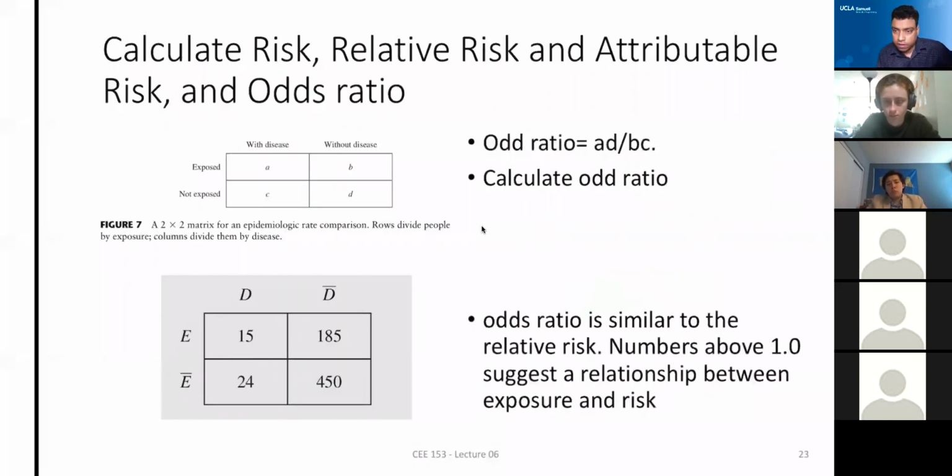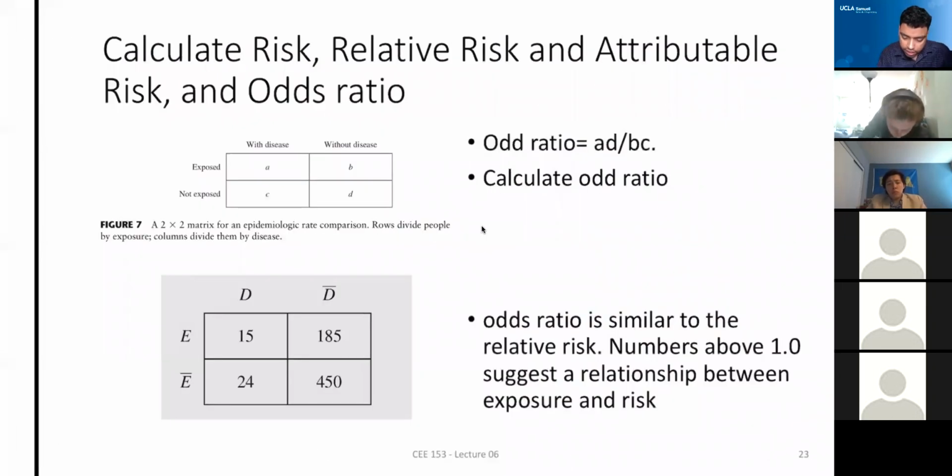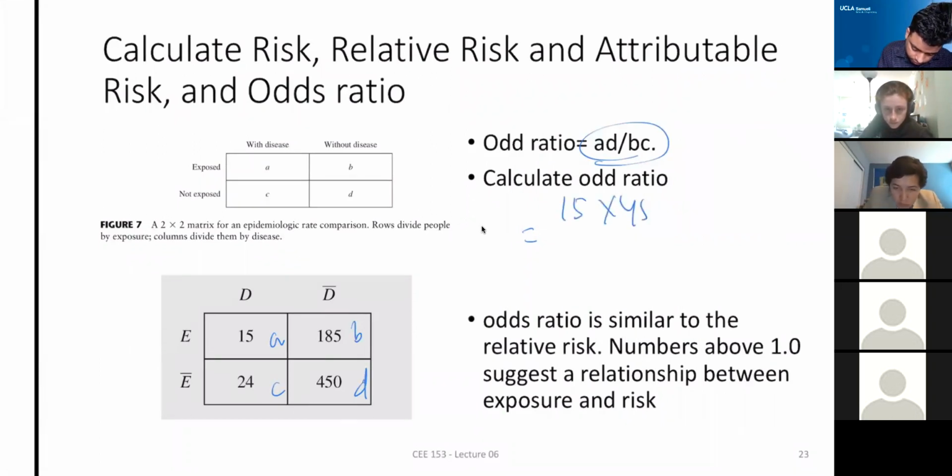Then there is the odds ratio. As I said, it's AD by BC. It just gives you the ratio immediately. So A is here, this is B, this is C, this is D. So this will be 15 times 450 divided by 24 times 185.